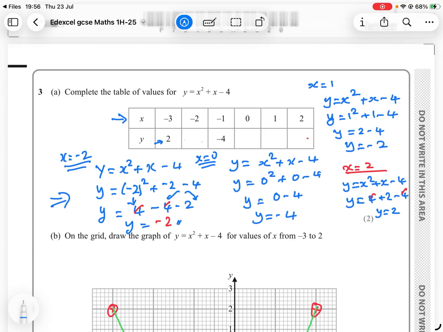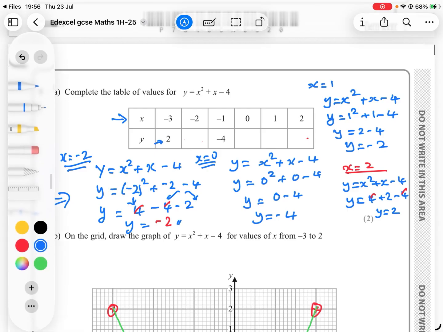So you can fill in the answer, minus 2. Likewise, when you substitute x equal to 0, 0 squared plus 0 take away 4. 0 squared plus 0 is 0. So 0 take away 4 is minus 4. So you need to put here minus 4.